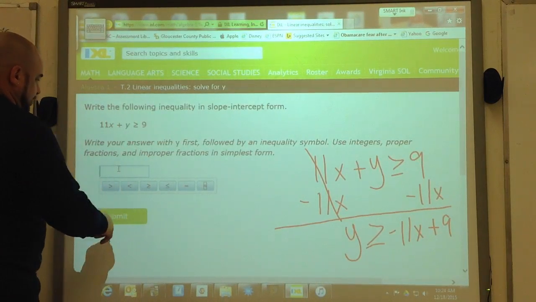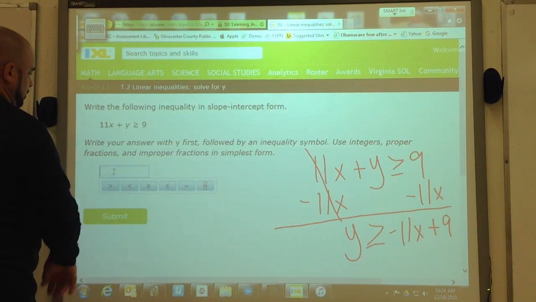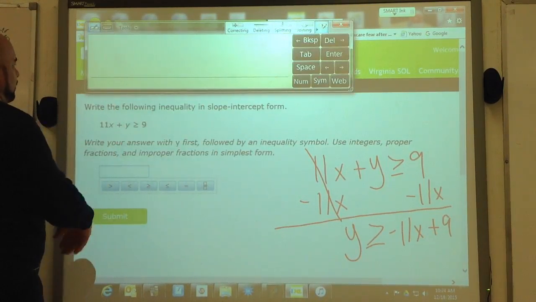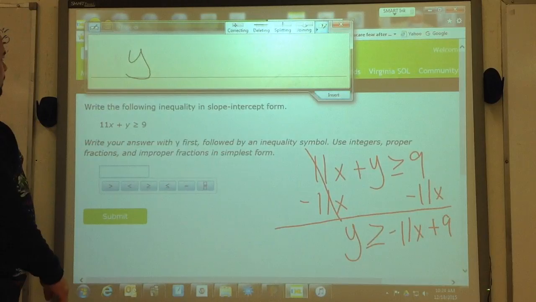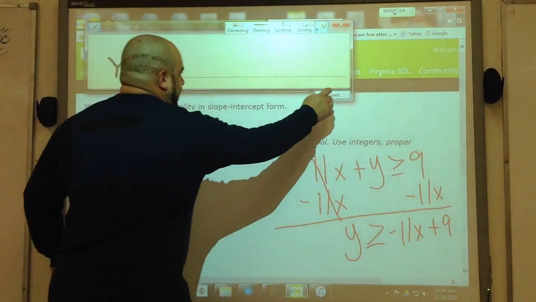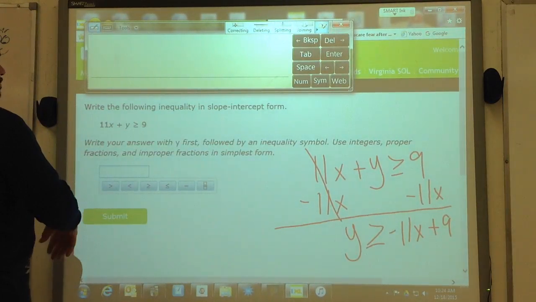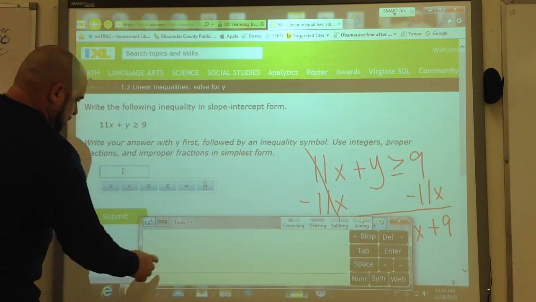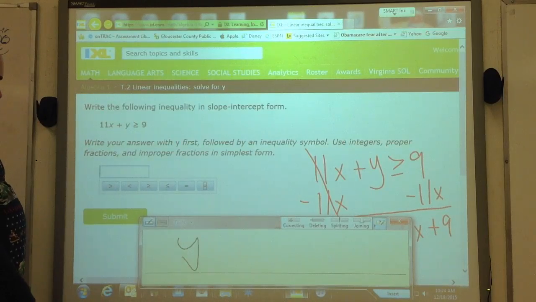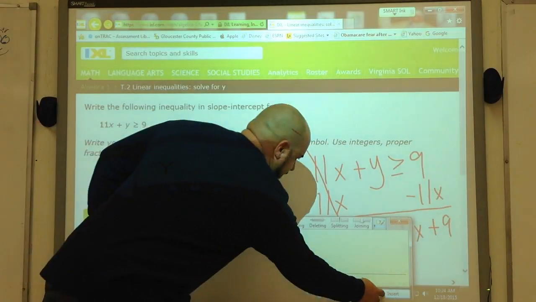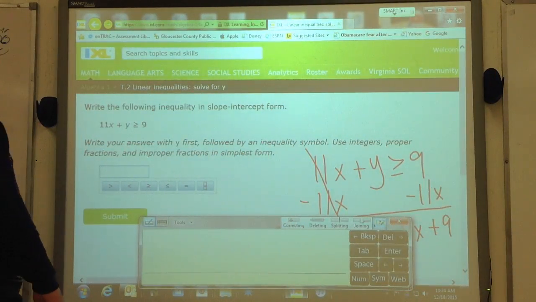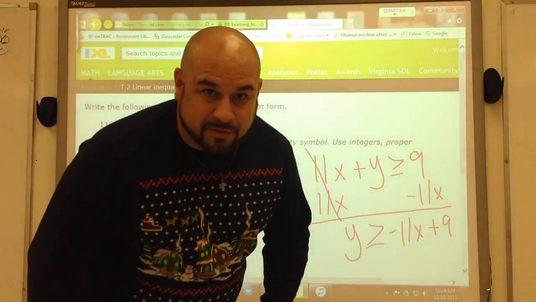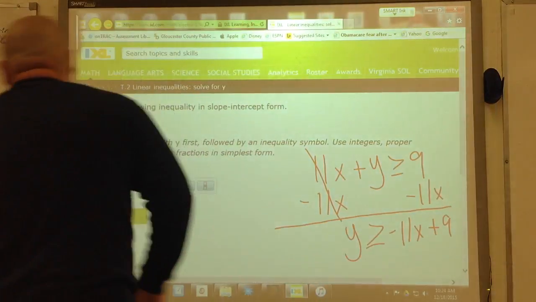So let's see if I can figure out a way to type this in. So we start here. Oh, there it is. So I have y. Let's see if you see the y. Insert. Let's try one more time. Let's see, y. Insert. And it didn't work. So I'm going to try from my computer. Stay right there and hold on.